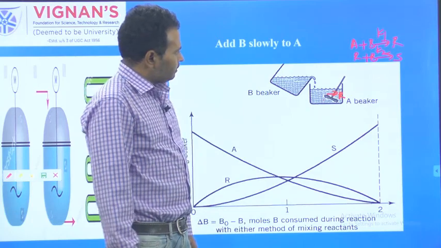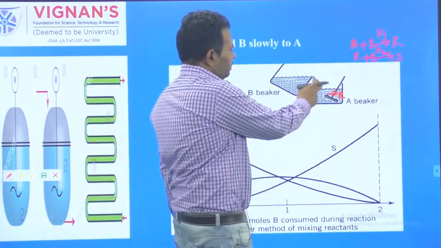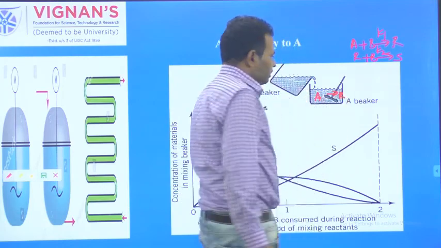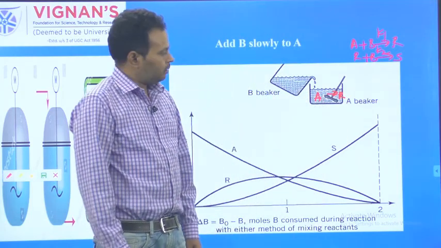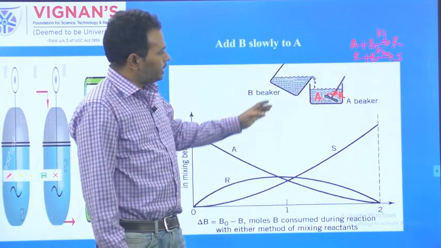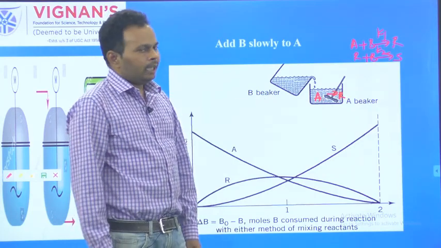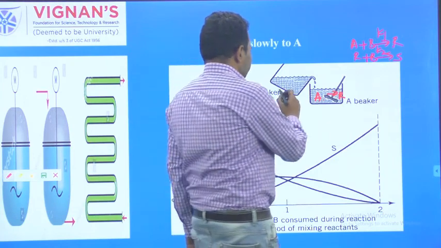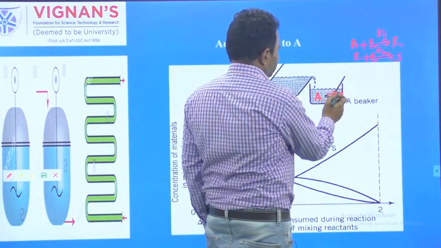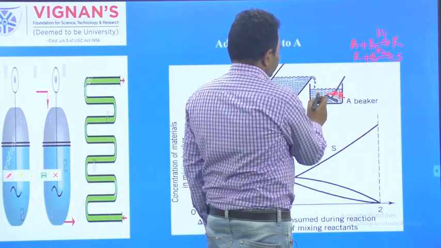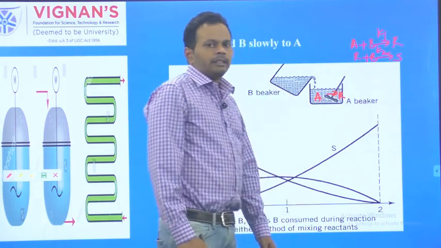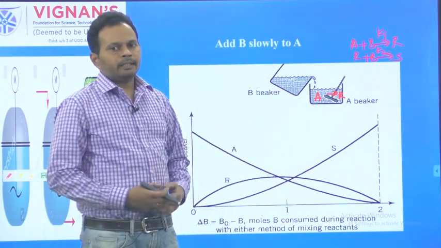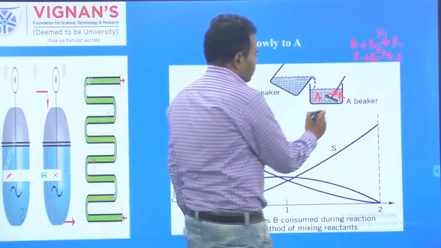Immediately what happens for the next bit of B? Within the beaker we have a high concentration of A and a small concentration of B. For the next bit of B, within the beaker we have a high concentration of A and a small concentration of R. Again immediately what happens, B can react with the R or B may react with A. Because of the high concentration of A within the beaker, again for the next bit of B, B reacts with A and produces some more R.